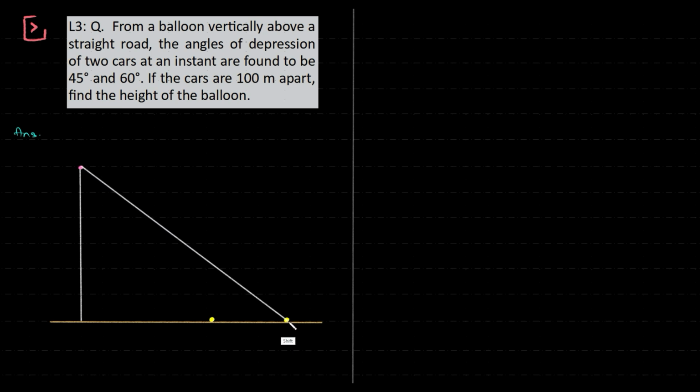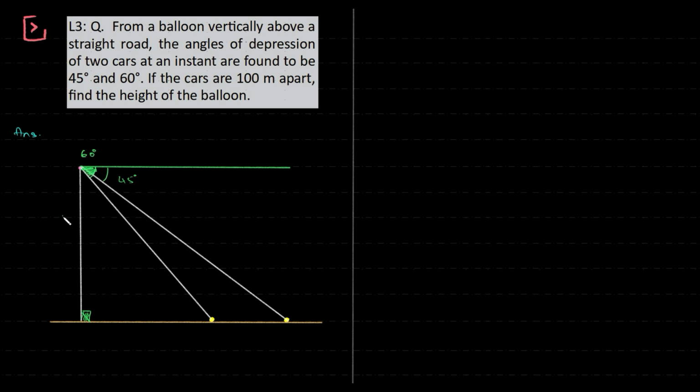Quite a few questions similar to this have been done. All we have to do here is draw a good diagram. This is your horizontal line. These are your lines of sight. This is 90 degrees. This is 90 degrees. The first car is at an angle of 45 degrees, and the other car will be over here. This angle is how much? 60 degrees.